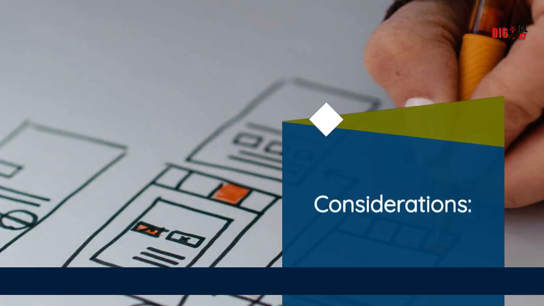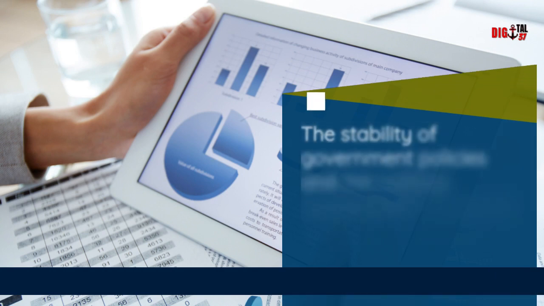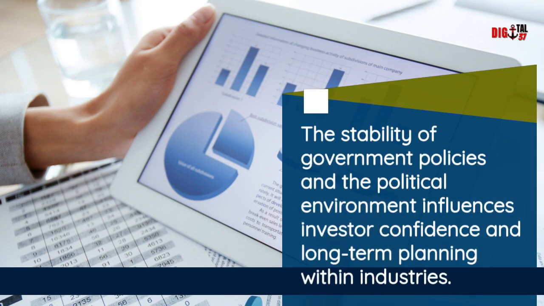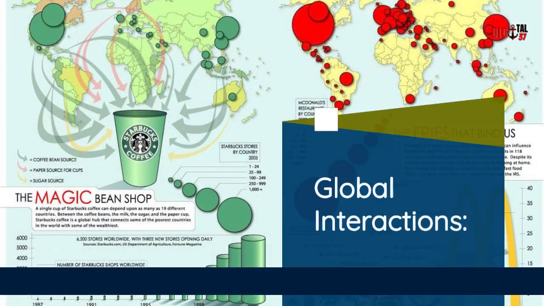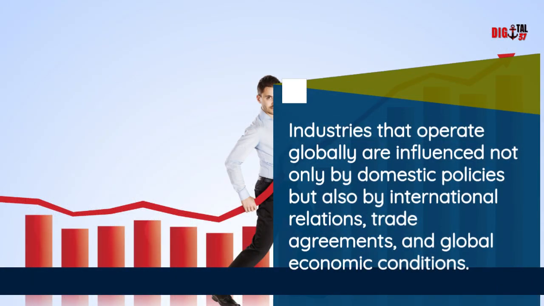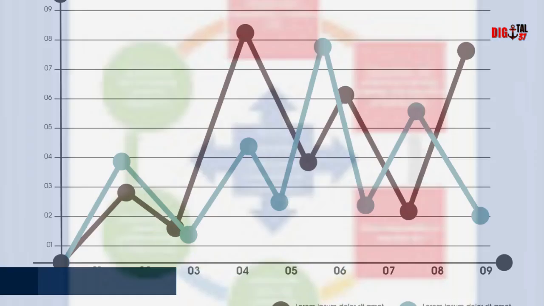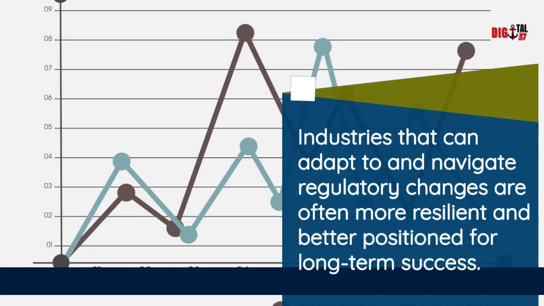Considerations. Political stability. The stability of government policies and the political environment influences investor confidence and long-term planning within industries. Global interactions. Industries that operate globally are influenced not only by domestic policies but also by international relations, trade agreements, and global economic conditions. Adaptability of industries. Industries that can adapt to and navigate regulatory changes are often more resilient and better positioned for long-term success.